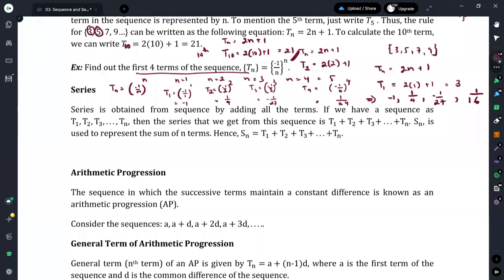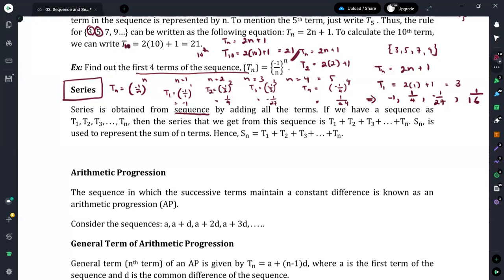Now we will have a look at how we define a series. A series is obtained from a sequence. The foundation for a series is actually a sequence. Once you add the terms of the sequence, you will be able to obtain a series. If you have the sequence as T1, T2, T3, Tn, which are the first, second, third, and nth terms respectively, then we can find the series for this sequence by adding the terms to each other. You can simply get the series for these n terms as T1 plus T2 plus T3 plus, likewise, Tn.